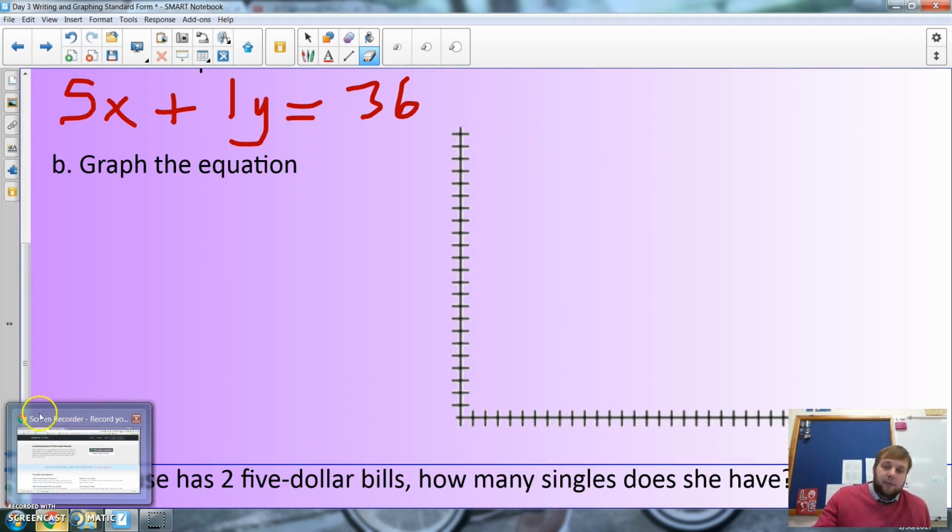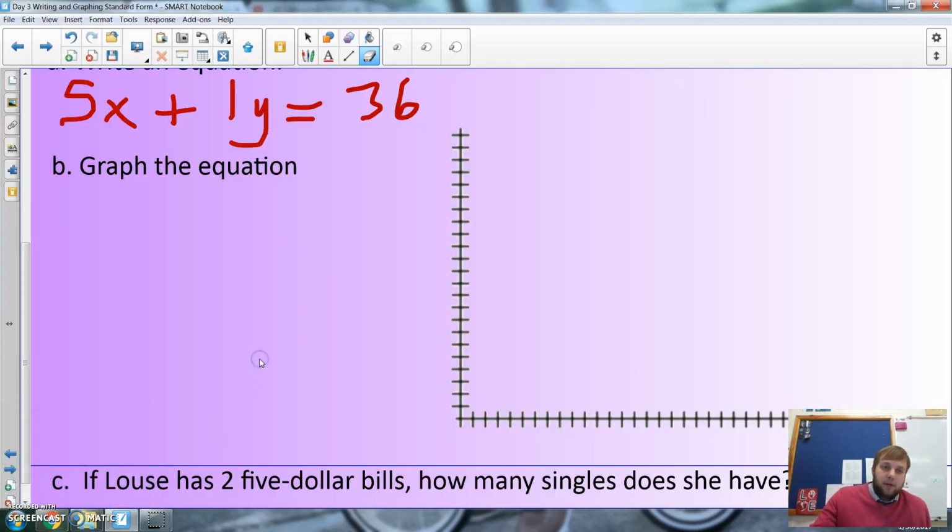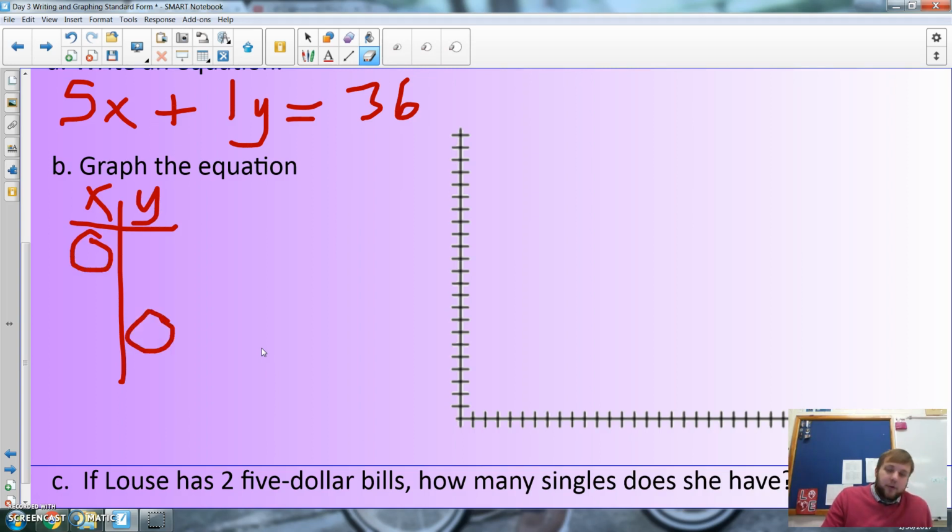I don't know if you guys have ever done this before, but graphing in standard form is actually pretty easy. What you're going to do is make a little table here. I say x, y. And you're just going to do this over and over. I'm going to put a 0 here and a 0 down here. Now notice they're not right across from each other. They're alternating. In fact, you might say this is alternate interior. You remember that stuff.